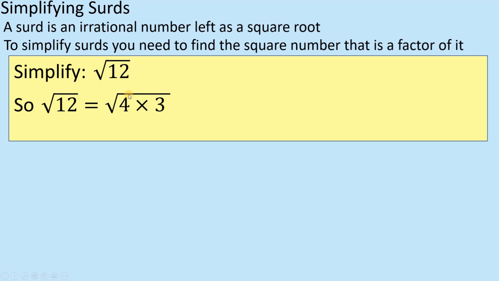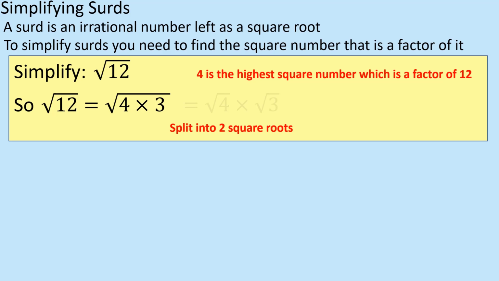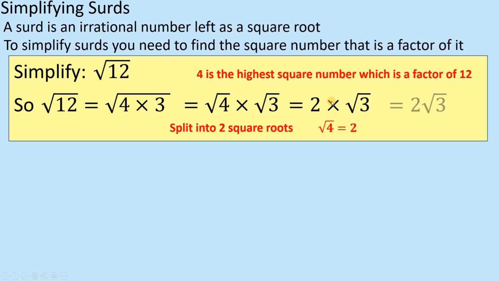But I can square root 4. The square root of 4 is 2, so that comes outside. So I separate it out: the square root of 4 times the square root of 3. When I square root the 4, it becomes 2. So 2 comes outside the square root, and I put them together because I can't square root 3, and that gives me my simplification.